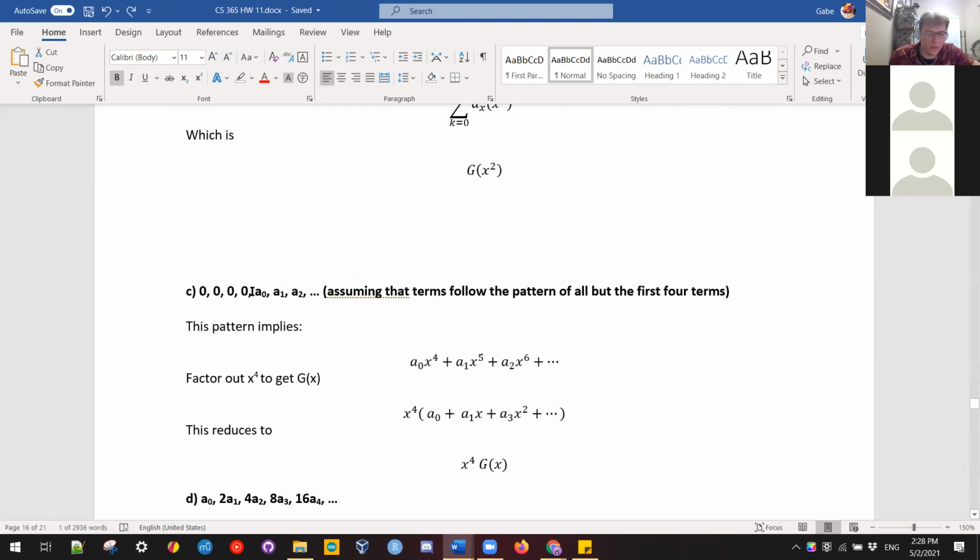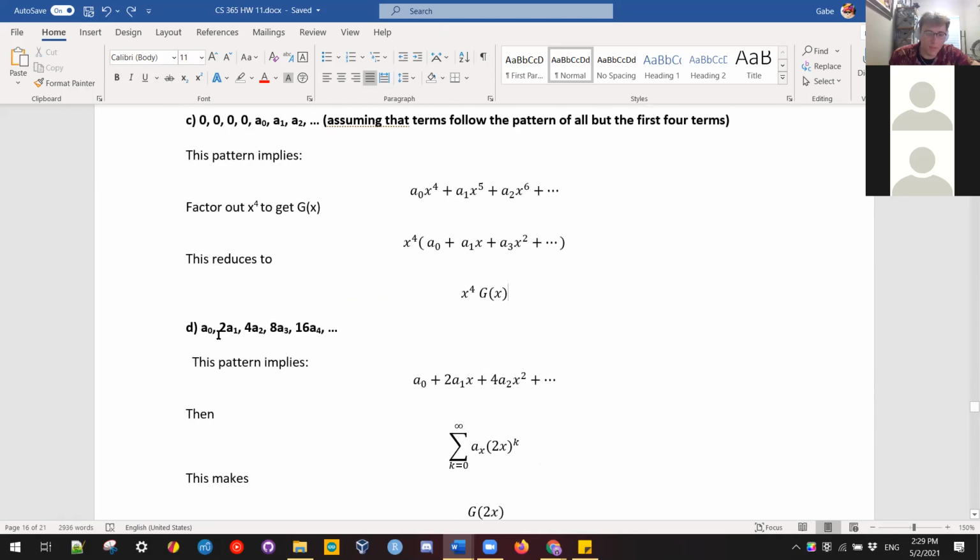Gotcha. So like for this one, it makes sense, like Eric was saying. We have A0, but it's in the position of the fourth one, so we have to do x4, x5, x6. Since it's in the position, but we keep the coefficients as they are. So A0, A1, A2. And that's why we have to factor out an x4. And we get this guy. That's our G(x) equation. And then we're good.